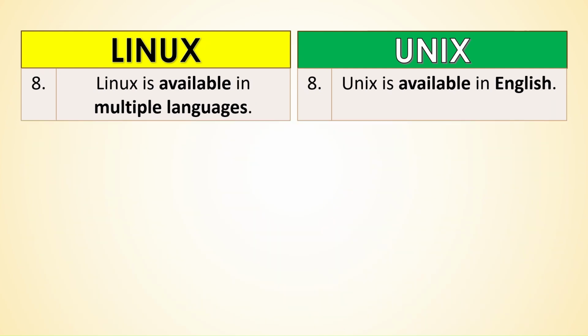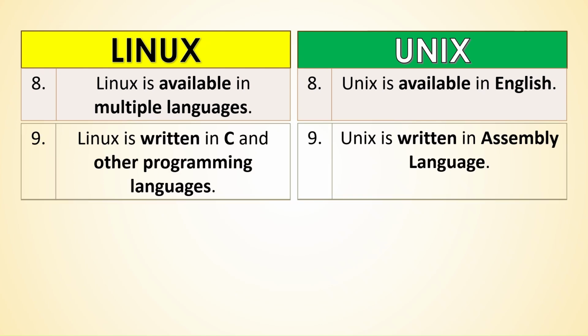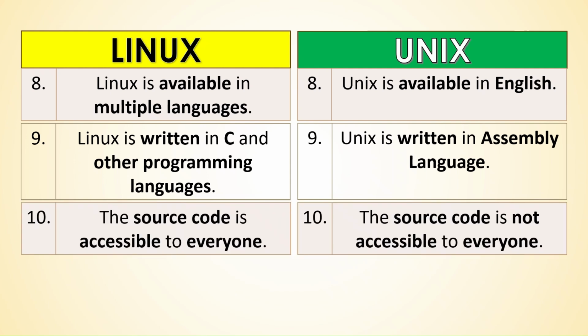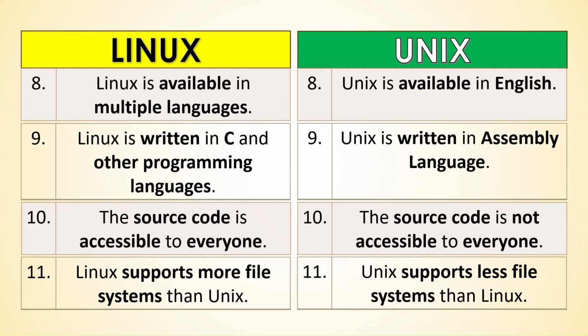Linux is available in multiple languages. Unix is available in English. Linux is written in C and other programming languages. Unix is written in assembly language. The source code is accessible to everyone in Linux. The source code is not accessible to everyone in Unix. Linux supports more file systems than Unix. Unix supports fewer file systems than Linux.